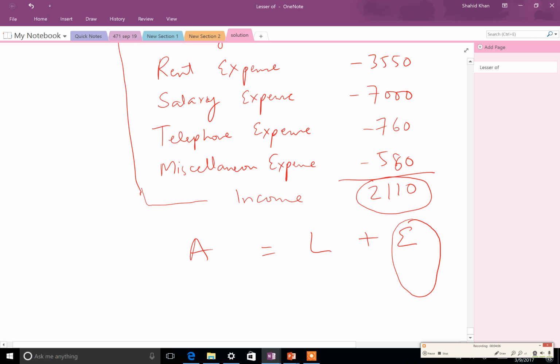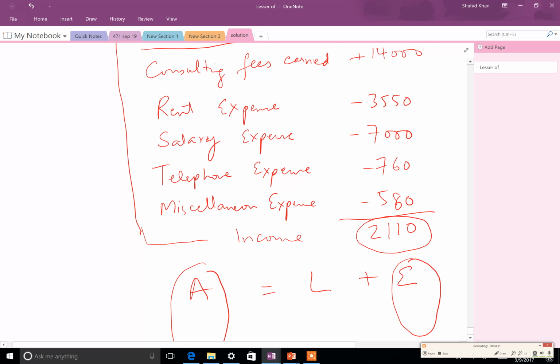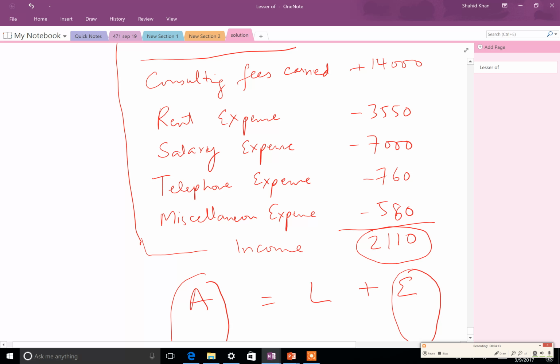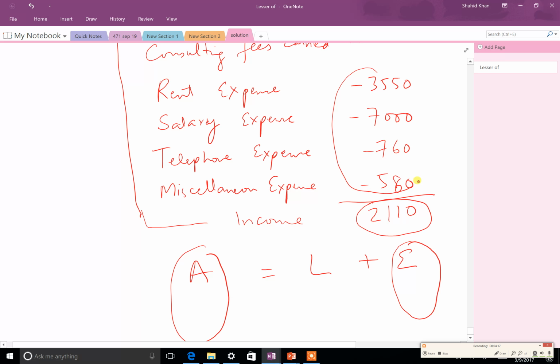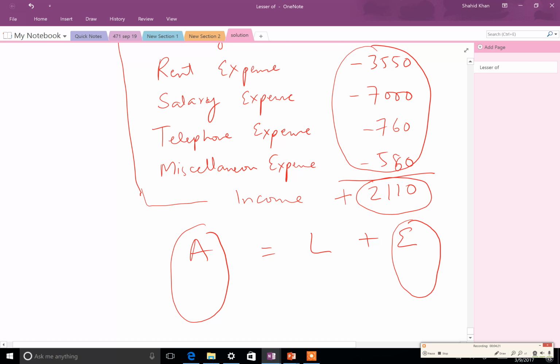So on this side, remember, we got more money coming in than going out. This plus sign is bigger than all the minuses here, so eventually we got some plus here, plus 2,110. That is going to help on the asset side, but it is going to go to the owners. Owners deserve this money.